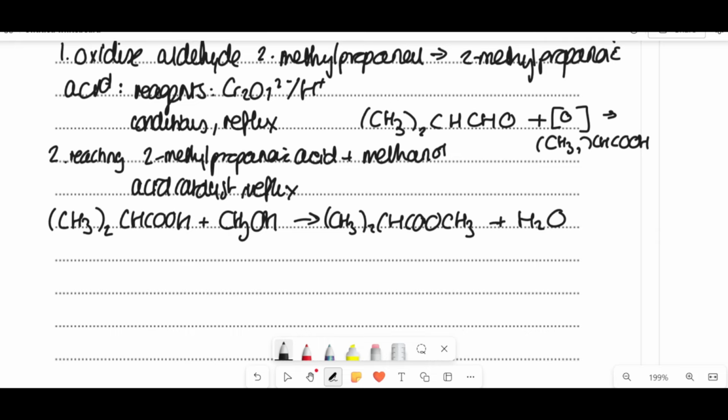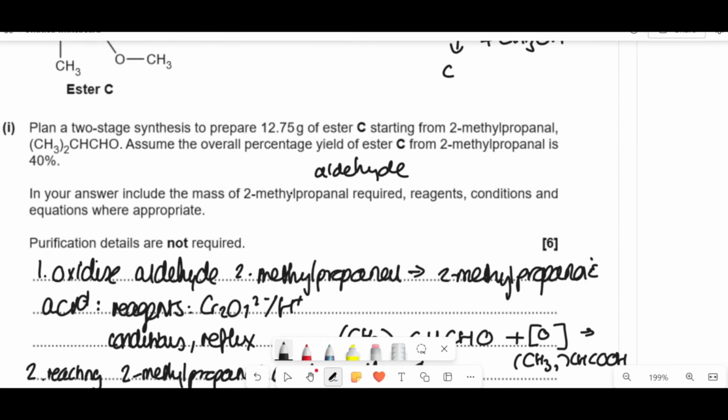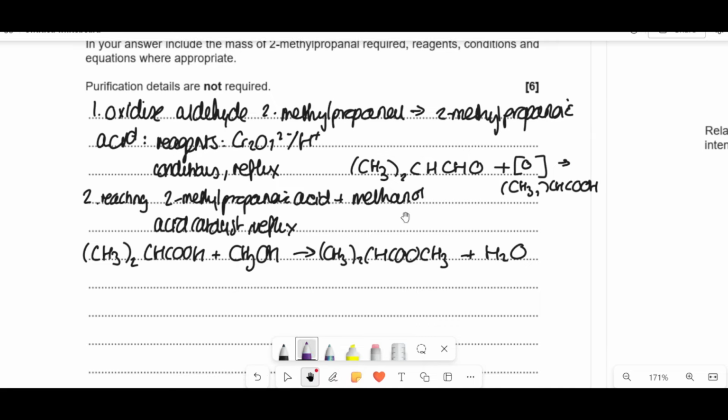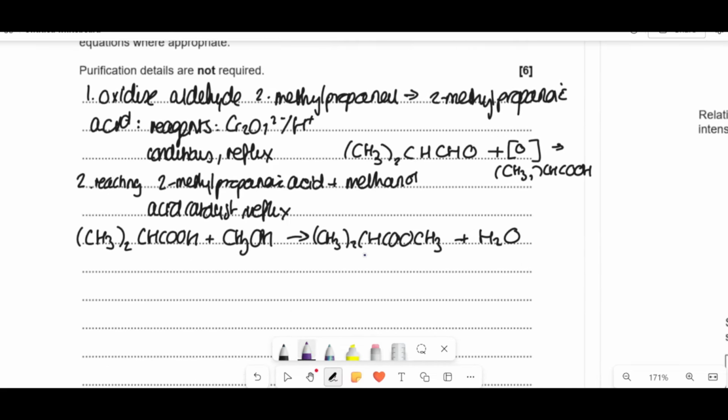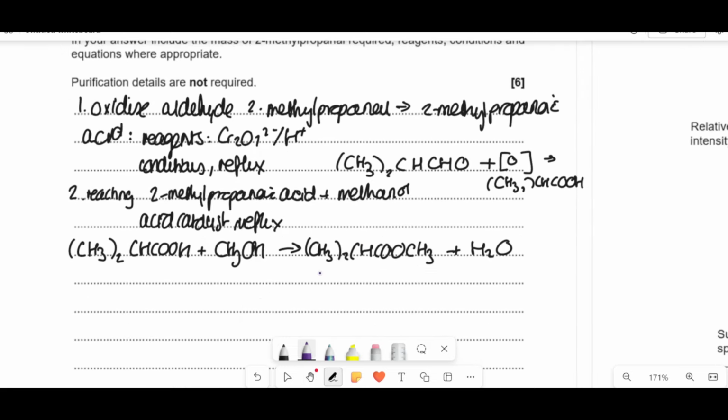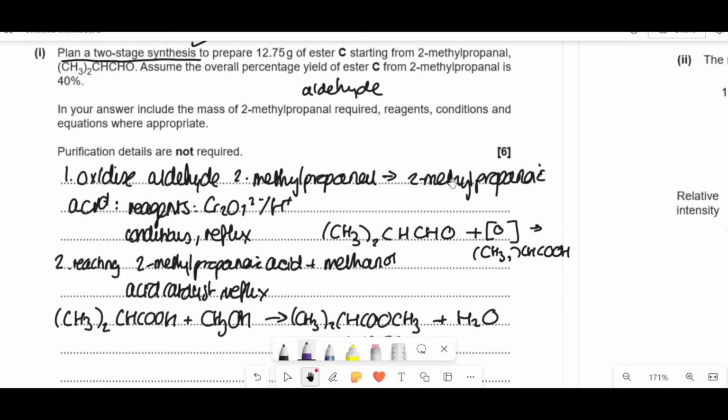Now, we've got that part done. We've outlined the two-stage synthesis. We want to make this many grams of that starting from 2-methylpropanol. So how many grams do we want to make? 12.75 grams of this, right? So our desired amount is 12.75 grams, starting from 2-methylpropanol, and it says assume that the overall percentage yield from 2-methylpropanol is 40%.